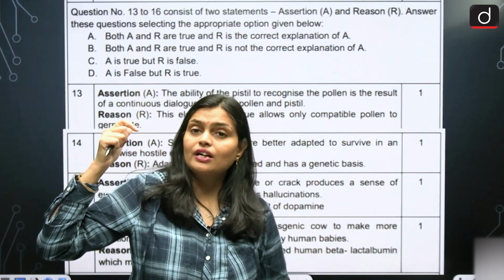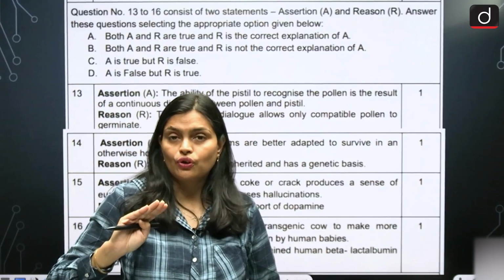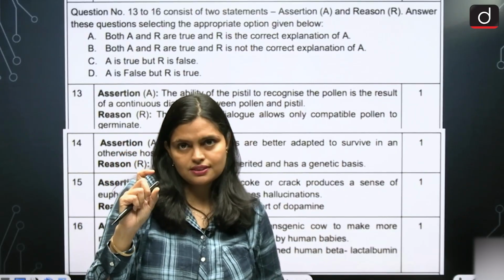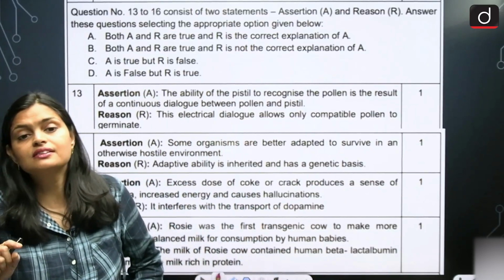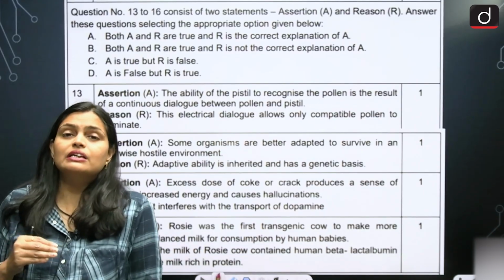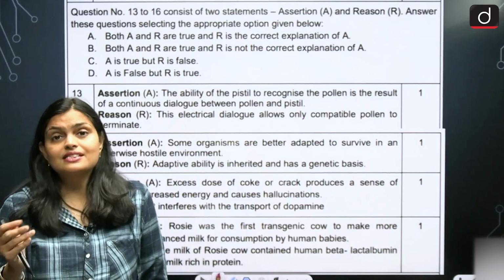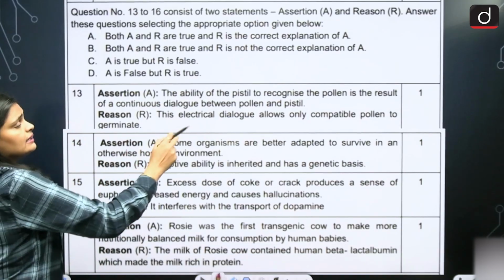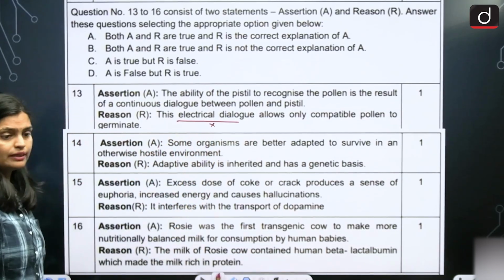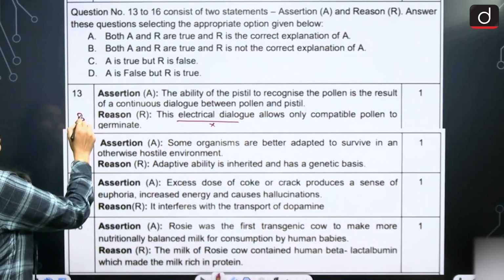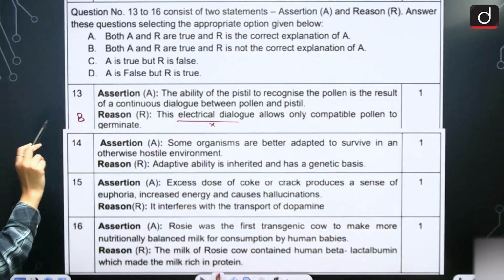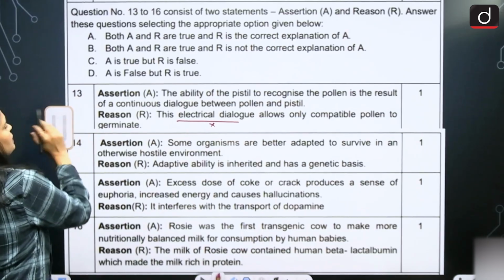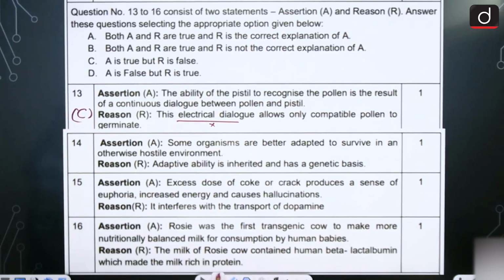So the pistil will recognize whether the pollen is of the same species or not, and when the pollen gets that signal, then only it attaches the pollen towards the stigma. Okay, so there will be a chemical signal released. Due to some biochemical signal, the pistils are able to recognize their pollen, known as pollen-pistil interaction. Electrical signal is not, yahan pe electrical signal nahi hota hai. Okay, so you can say that option for the first question, right? Option C: A is true, but reason is false. So here C is the correct one. Okay.